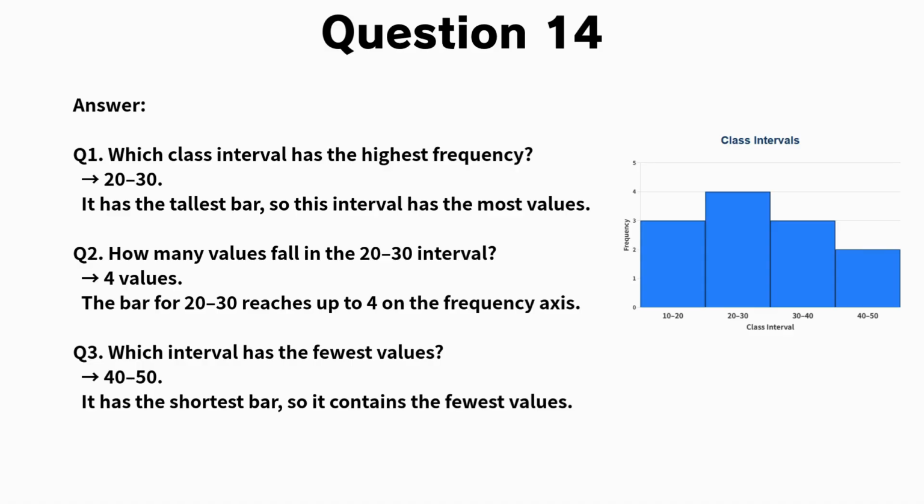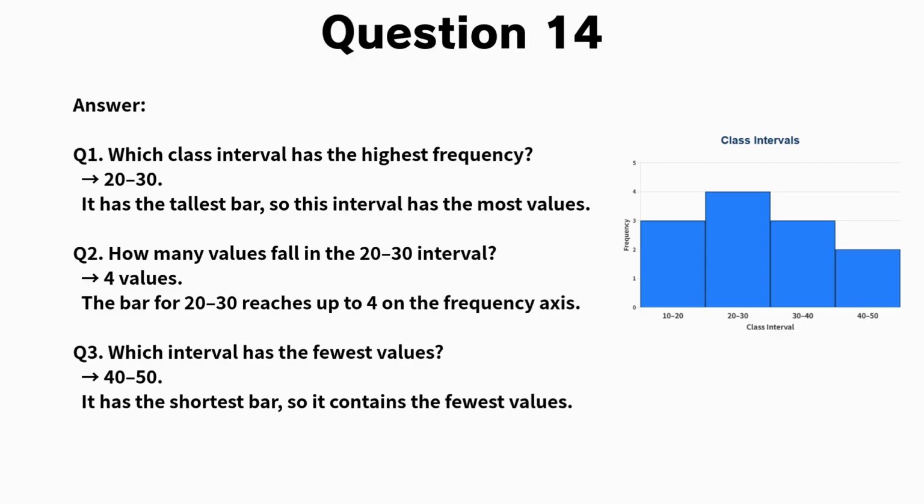Second question. How many values fall in the 20 to 30 interval? The answer is 4 values. We read this directly from the height of the bar for the 20 to 30 interval. The bar reaches exactly to the 4 mark on the frequency axis, indicating that 4 data points fall within this range. Third question. Which interval has the fewest values? The answer is 40 to 50. This interval has the shortest bar in the histogram, reaching only to the 2 mark on the frequency axis. Therefore, it contains the fewest values among all the intervals shown.